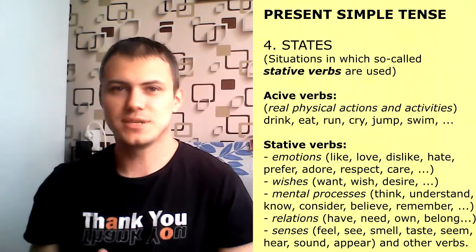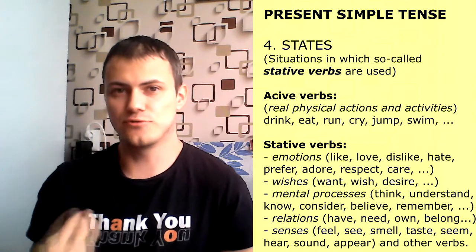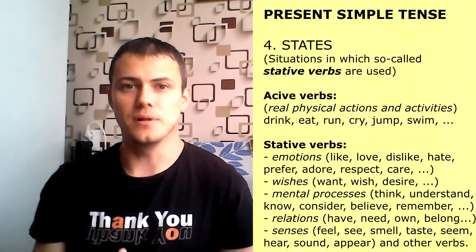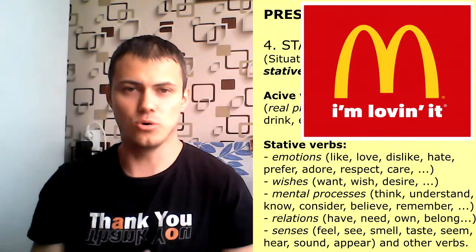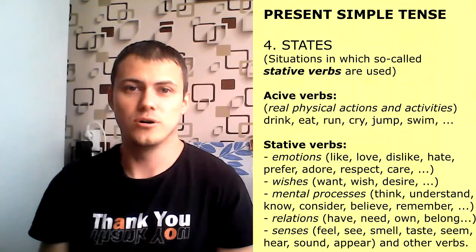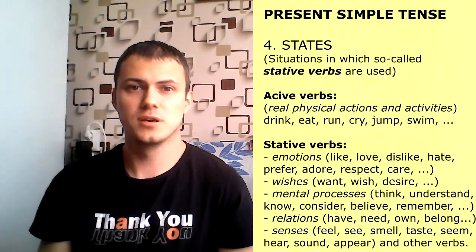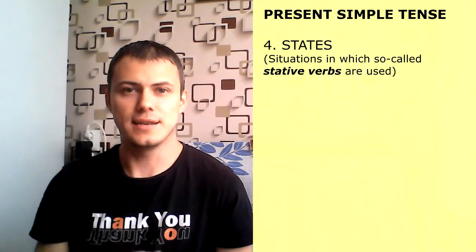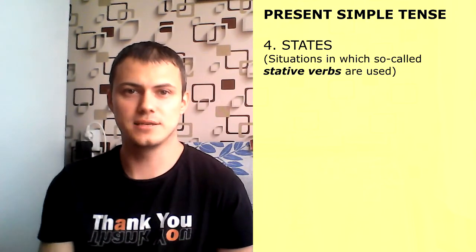Well, sometimes we can use the stative verbs in continuous form, but usually in informal situations. For example, McDonald's uses "I'm loving it" as a slogan. So for now, just remember as a general rule that the stative verbs are normally used in the present simple tense. Some examples of negative sentences and questions using stative verbs.